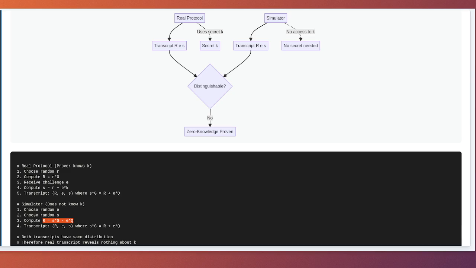There is an important caveat. The simulation works only if the challenge E is chosen randomly by the verifier after seeing the commitment R. If the prover could choose E or know it in advance, the protocol would not be sound. If the verifier could choose E after seeing both R and S, the protocol would not be zero knowledge. The specific order of operations, commitment, then challenge, then response, is essential for both soundness and zero knowledge. This three-move structure is why we call it a sigma protocol.